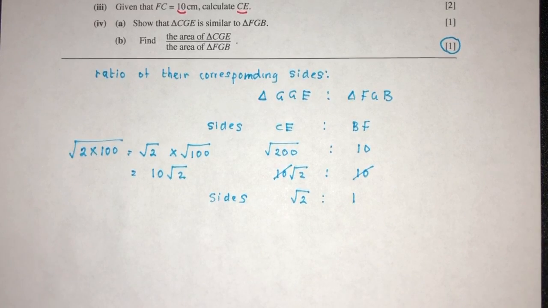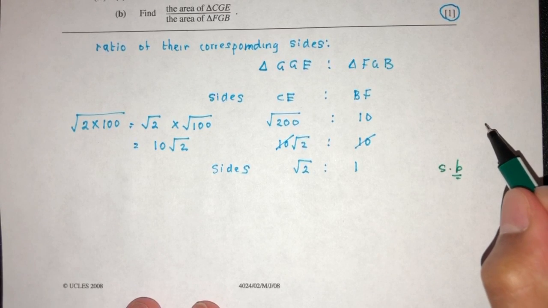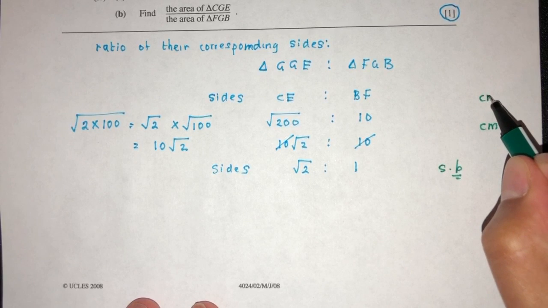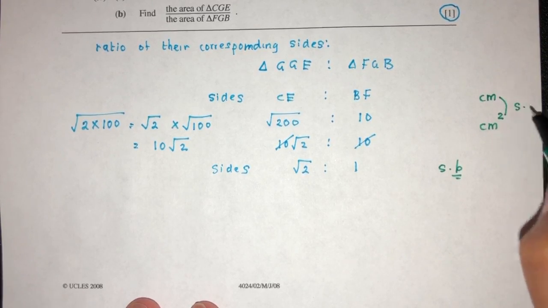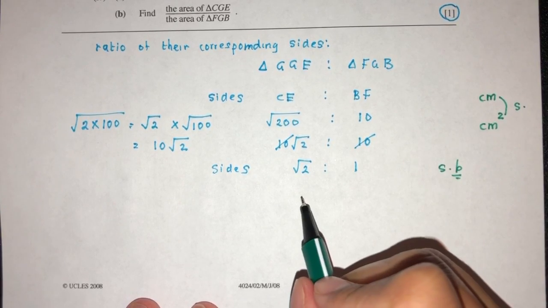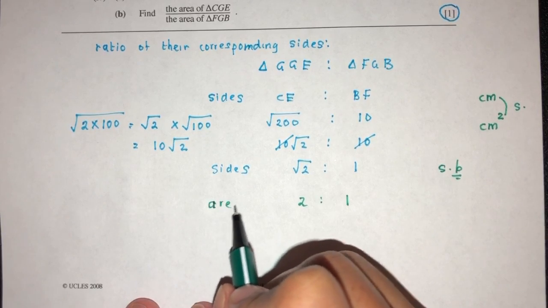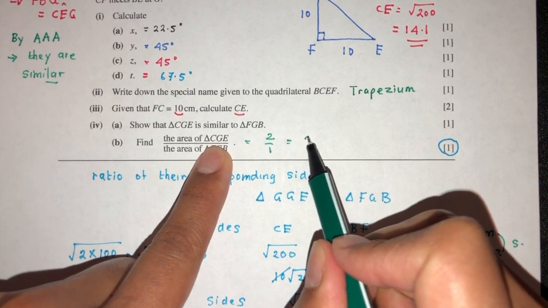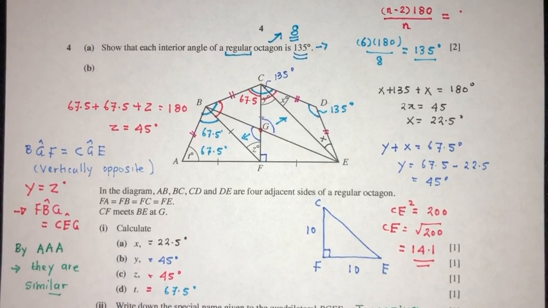How do you find the ratio of the area? We have to square both sides, because the unit of area is square and the unit of length is just centimeter. To convert this to this, we have to square it. That's why we have to square both sides. You have 2 here, and that will become 1. So the ratio of the areas, simply on top we have the area of this, that should be 2 over 1, and that will be 2 as your answer. And that is part B of your question number 4.